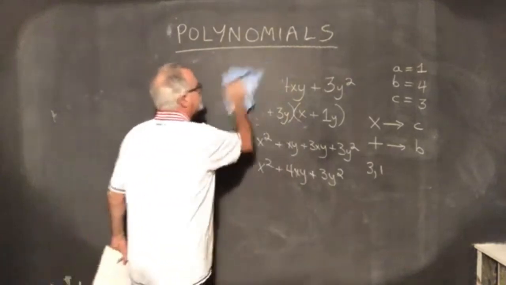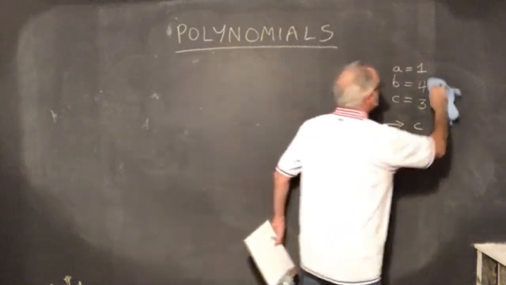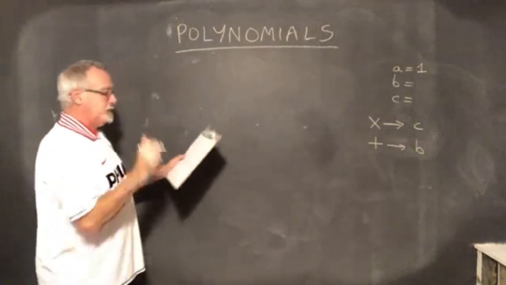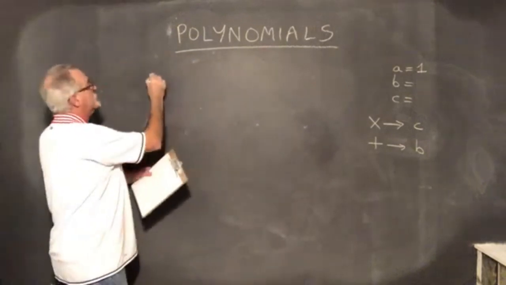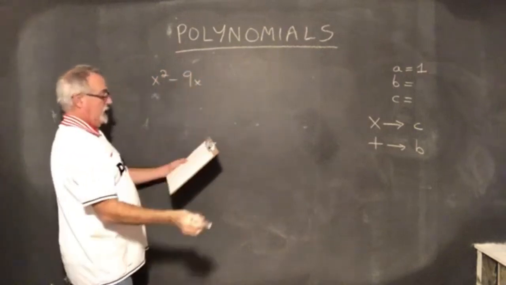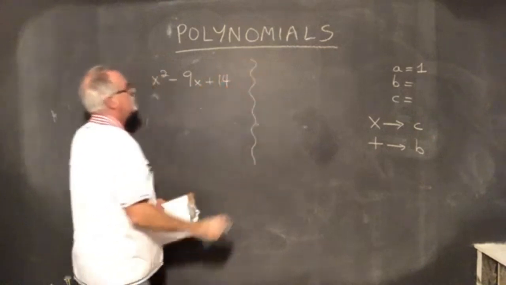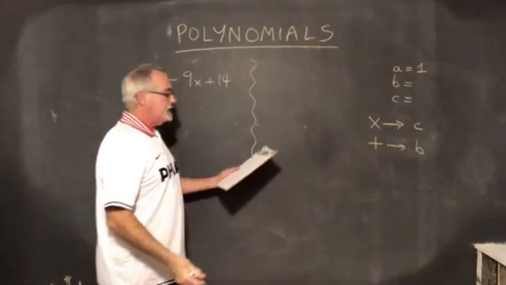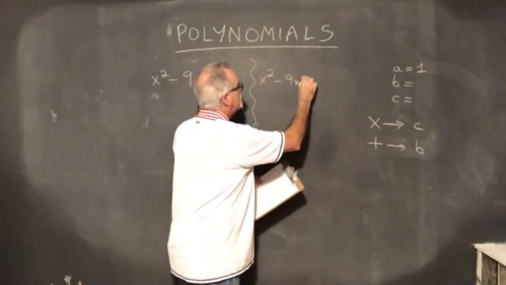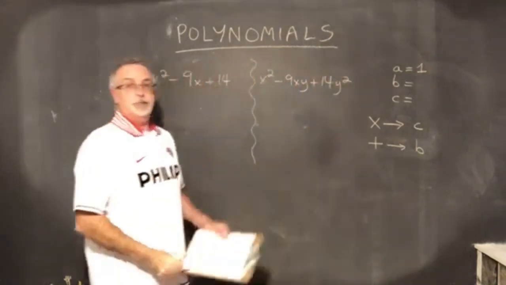Again. So this time I have to erase these. They're going to change. Okay, the easier version. Whoa, watch out, don't fall. Okay, x squared minus 9x plus 14. I guess I may as well write the other example right away. x squared minus 9xy plus 14y squared. Yep, that's all there was to it.